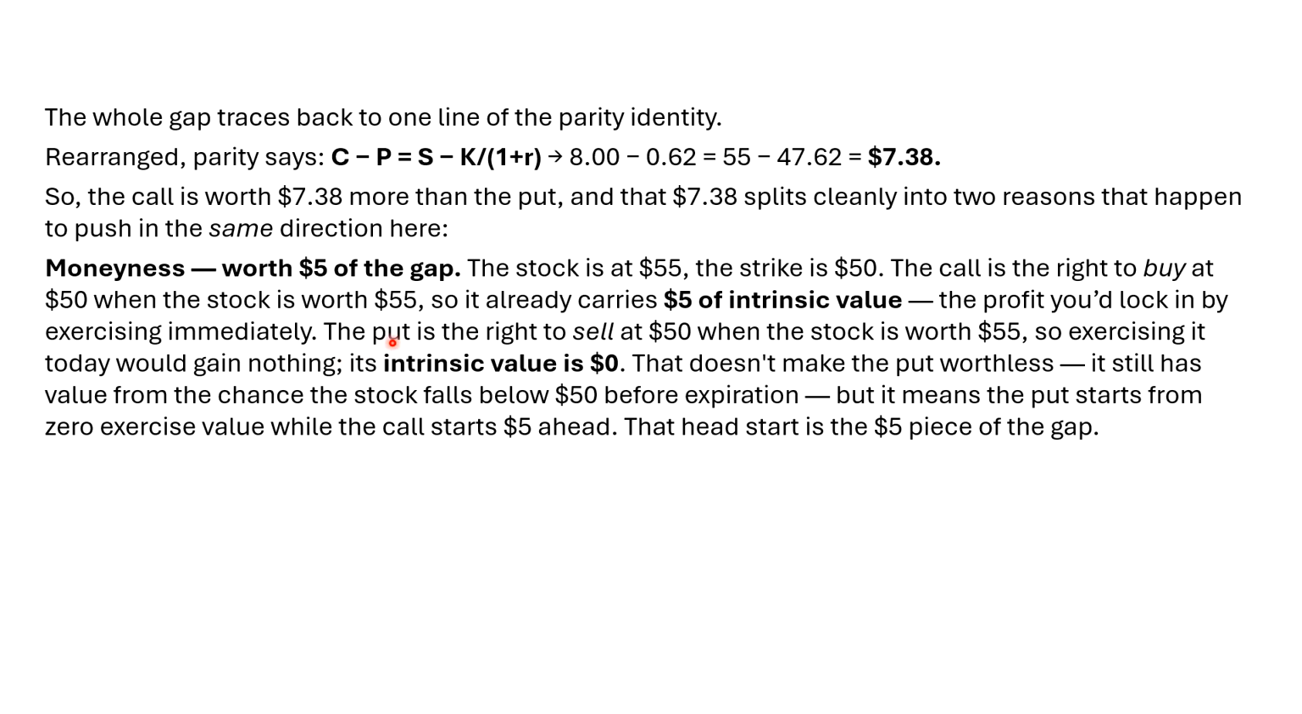On the other hand, the put is kind of the opposite of that. You're buying the right to sell at 50, but the stock is 55 now. So the intrinsic value is 0. However, that doesn't mean the put is worthless, because it still has a chance the value could fall below 50. But again, that's less probable than the call. So that explains $5 out of this $7.38, and that's the majority of the gap. But there's another piece to it which I'll explain on the next slide.